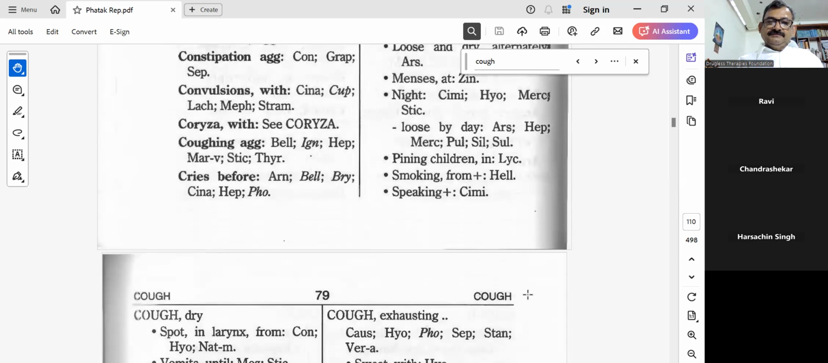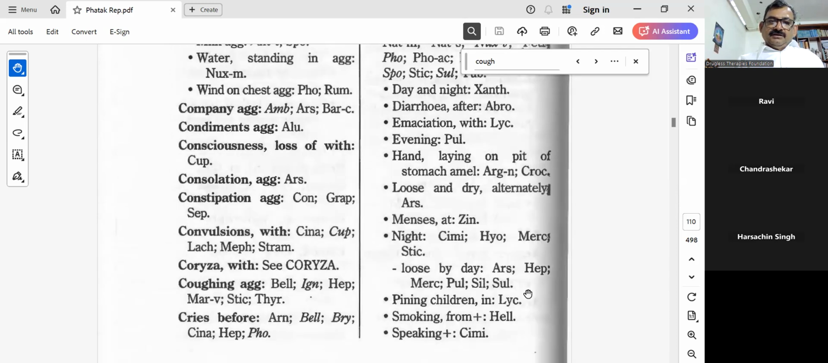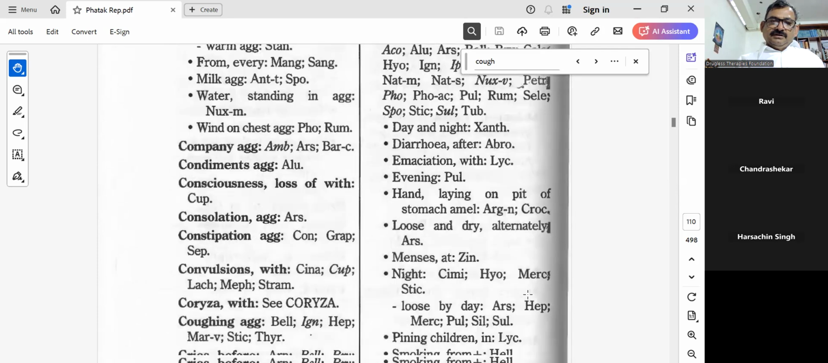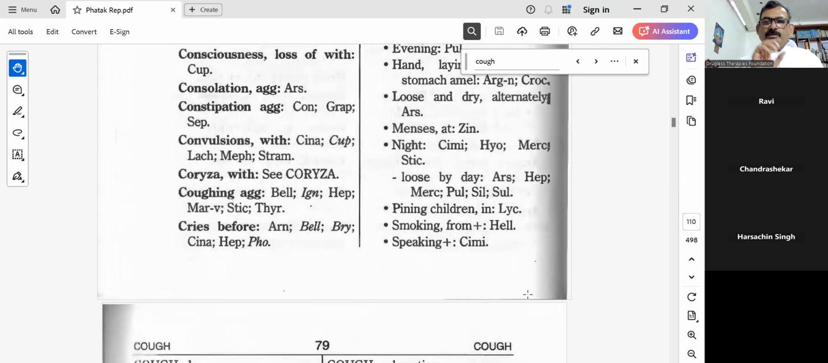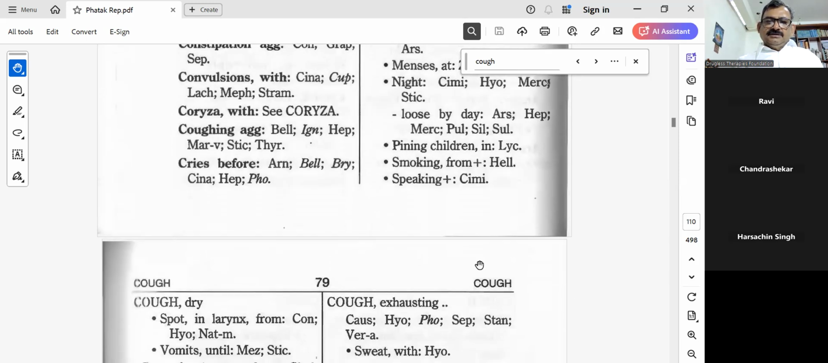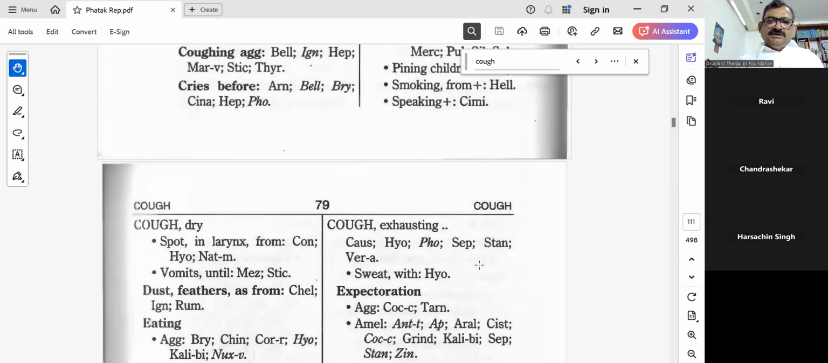Dry in the night. This is a common problem. I told you, Hyoscyamus is one of the beautiful remedies for elongation of that little uvula. It comes and touches here in the throat, and you get a coughing. That is Hyoscyamus. And Sticta. These are beautiful remedies. And smoking from, and speaking aggravation is Cimicifuga.